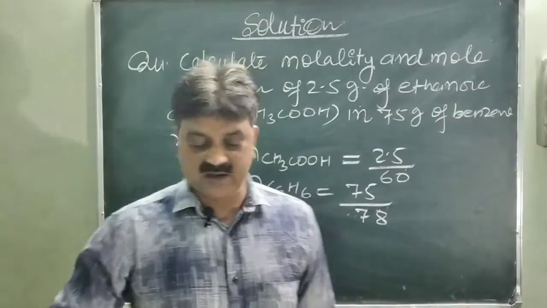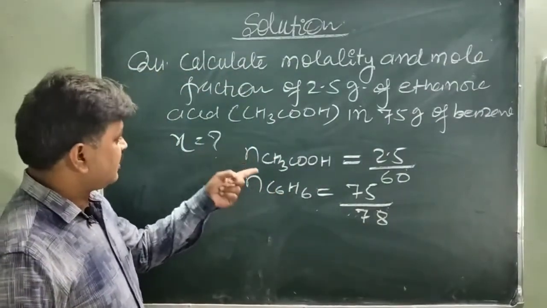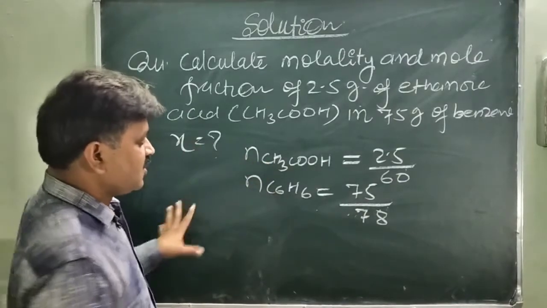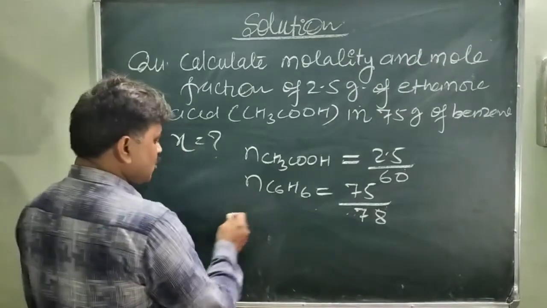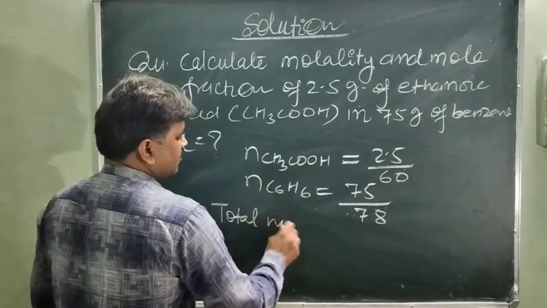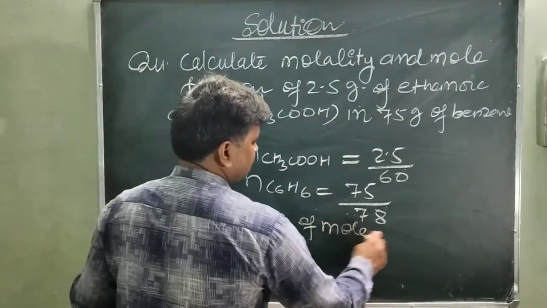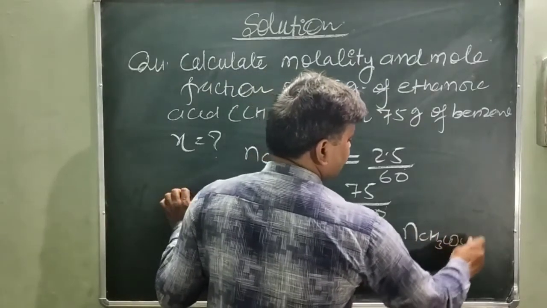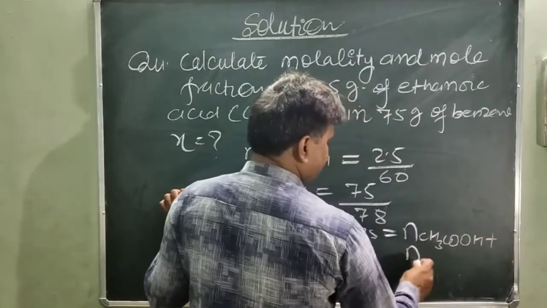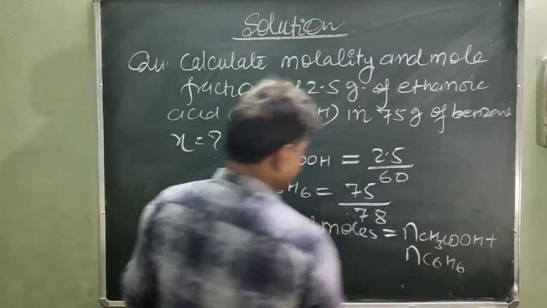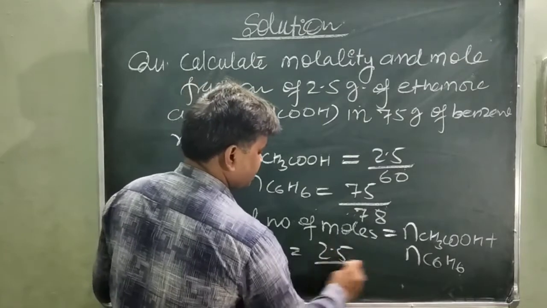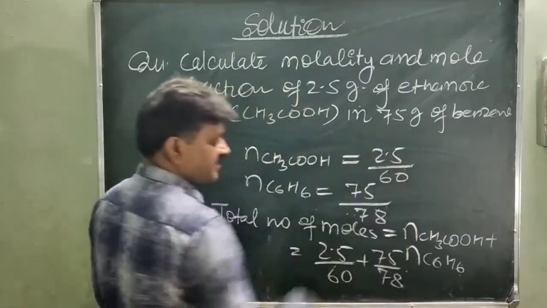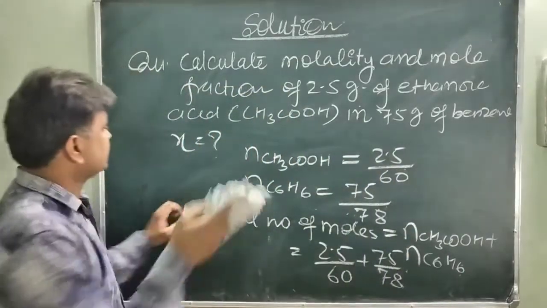Now we will calculate the mole fraction of the acetic acid and of the benzene. What is the formula? The total number of moles is equal to the number of moles of CH3COOH plus the number of moles of C6H6. So you can write 2.5 upon 60 plus 75 upon 78. Is it clear?